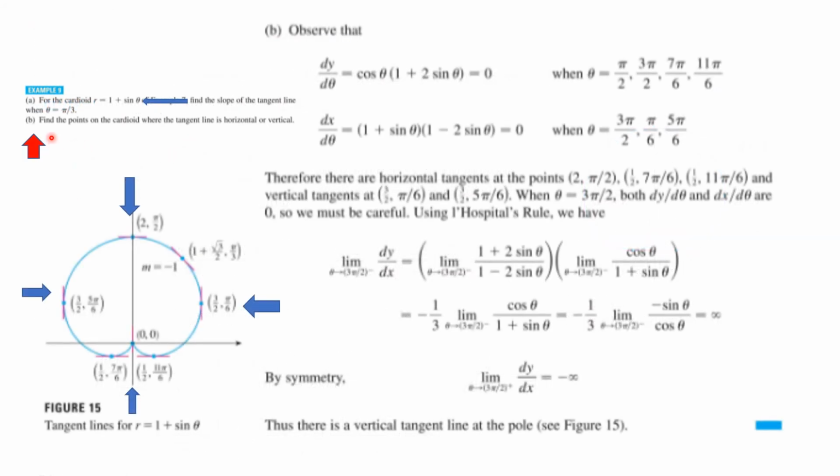Part B says find the points. Now we're finding points, but now we're saying the tangent line is horizontal or vertical. If the tangent line is horizontal, that means the slope is 0, and that means that in this case, dy/dθ is equal to 0. Or vertical, that means that dx/dθ is equal to 0.